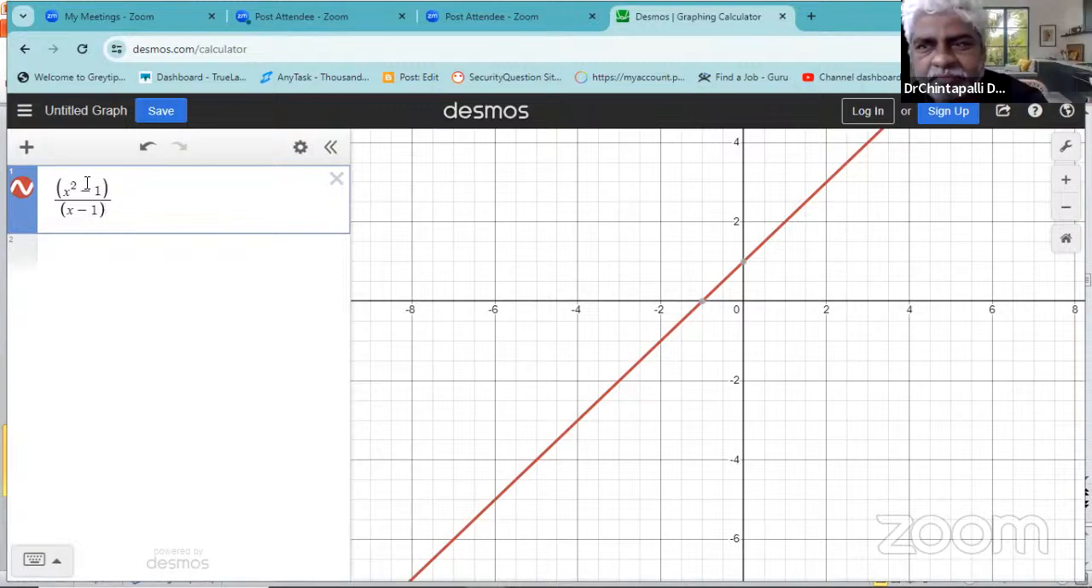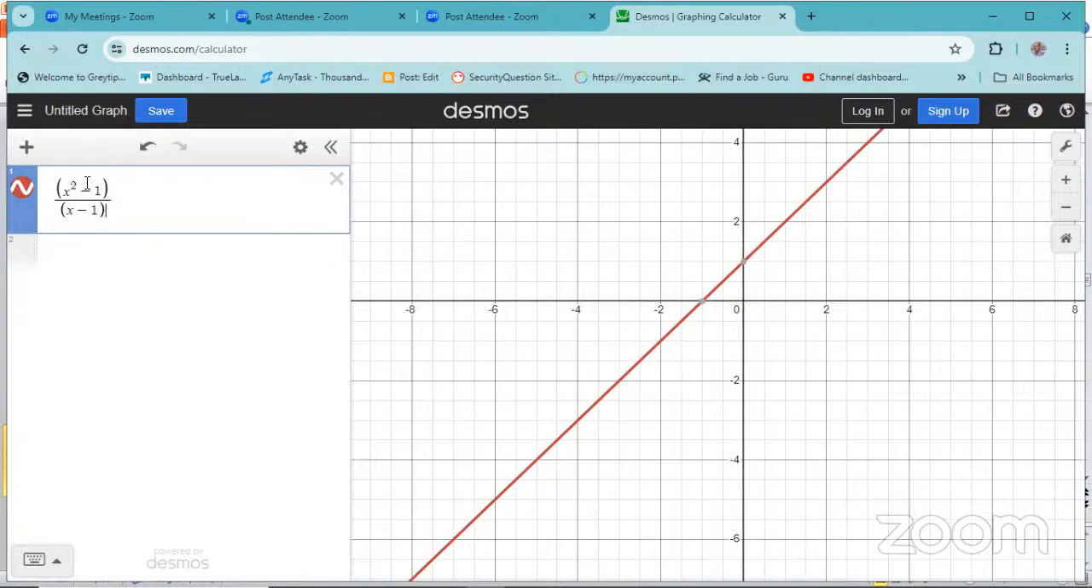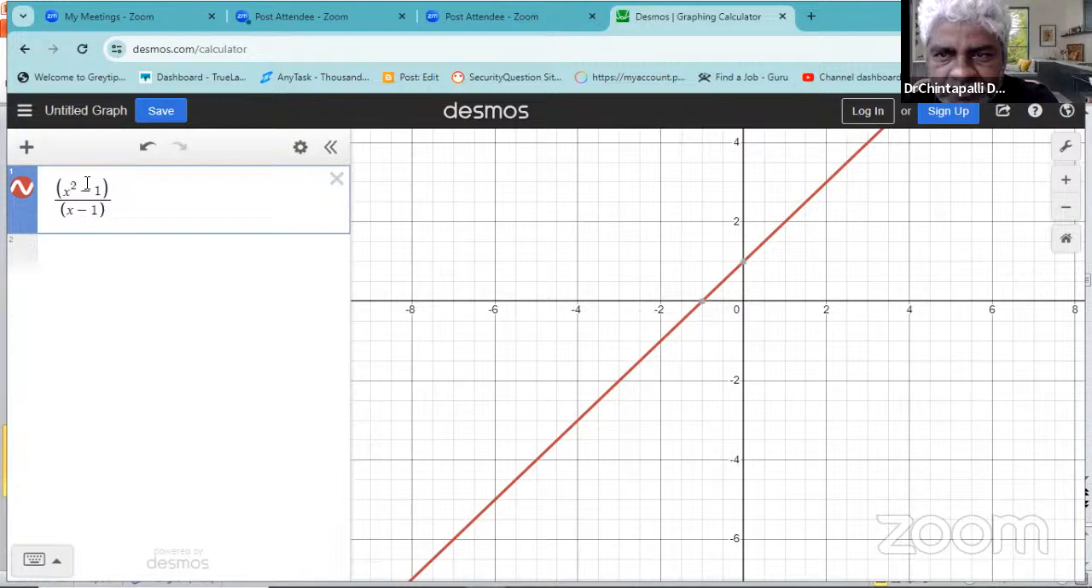Yeah, it is a mistake. There should not be a y value for x equal to 1, but the software ignores that case.